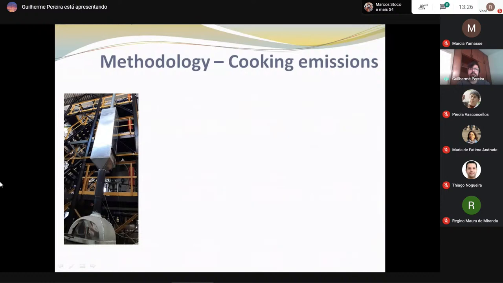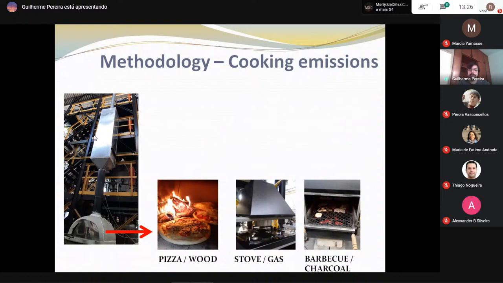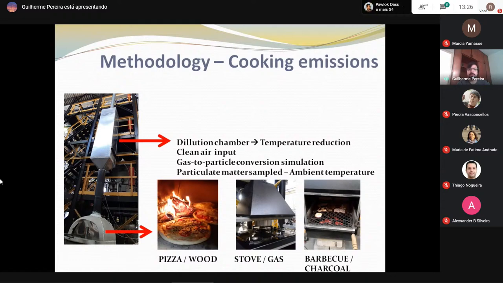Then after that, we performed these cooking emissions, using this equipment here, in which we performed sampling for pizza preparing with a wood burning stove, food preparing with gas fuel, and also a barbecue preparing with charcoal. We constructed the dilution chamber in order to have a temperature reduction near to ambient temperature with a clean air input.